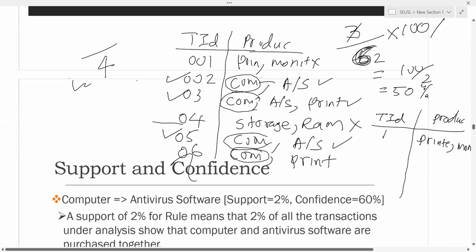Among the 4 transactions, how many people buy antivirus software? We are looking at the people who are buying the computer and also buying the antivirus software. That is what we look at in confidence. Here he is buying antivirus software. The third one is also buying antivirus software. The fifth one is also buying. What about the last one, the sixth one? He buys a computer, but he is not buying antivirus software. So if they are buying computers, what is the confidence level of buying antivirus software? How many?